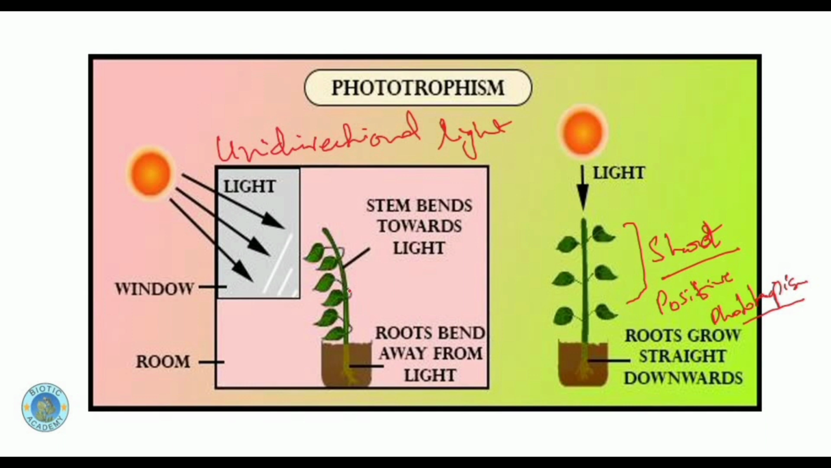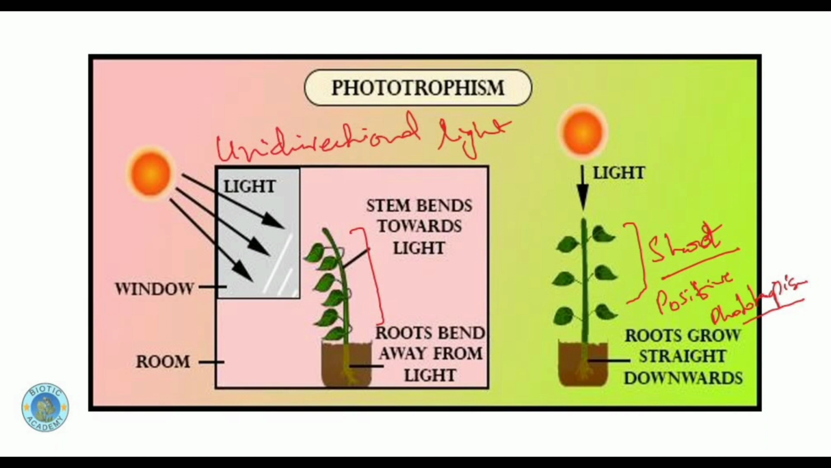From where the light is coming, the shoot will start bending toward that source of light. Ultimately, we will see that the shoot part is bending toward there. That shows that the shoot has judged the direction of light as well, that from which direction the light is coming and to which direction it should show its growth.